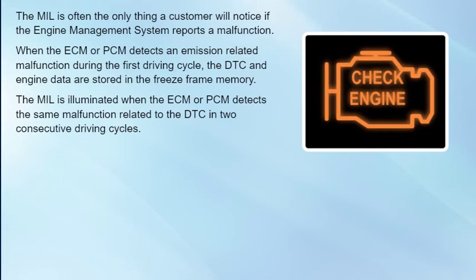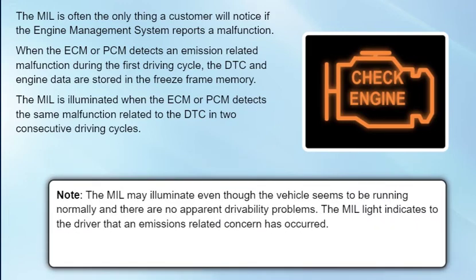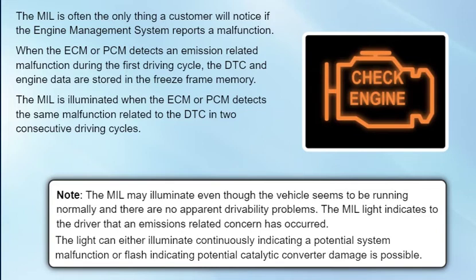The MIL is illuminated when the ECM or PCM detects the same malfunction related to the DTC in 2 consecutive driving cycles. Note, the MIL may illuminate even though the vehicle seems to be running normally and there are no apparent drivability problems. The presence of the light indicates to the driver that an emissions-related concern has occurred. The light can either illuminate continuously, indicating a potential system malfunction, or flash, indicating potential catalytic converter damage is possible.